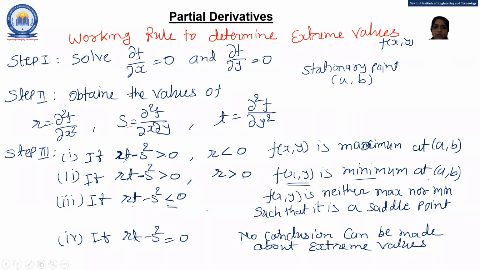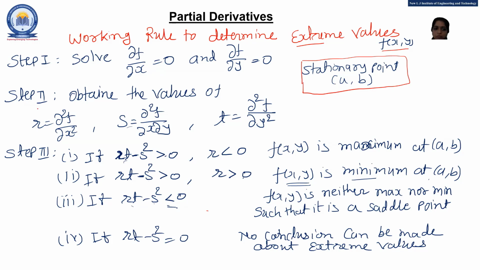See, working rule to determine extreme values for the function f of x, y. Step 1. If we want to find the extreme value of the given function f of x, y, then the first step is we have to solve del f by del x equal to 0 and del f by del y equal to 0. With the help of step 1, we will find the stationary point, that is (a, b).